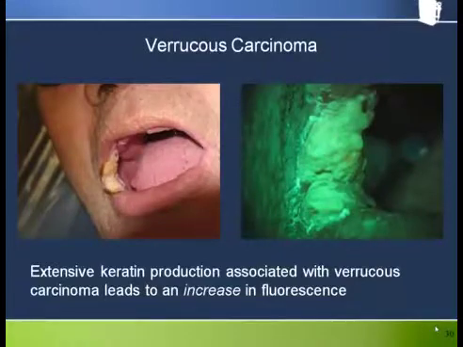We certainly don't need a VELscope system to help us find this obvious verrucous carcinoma. This is here to again illustrate the point that an increase in fluorescence does not mean that the tissue is healthy. The extensive keratin production that is an integral part of a verrucous carcinoma leads to the bright fluorescence. Labeling this a so-called false negative is just plain silly.